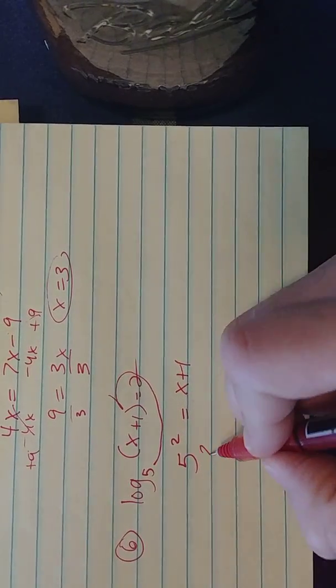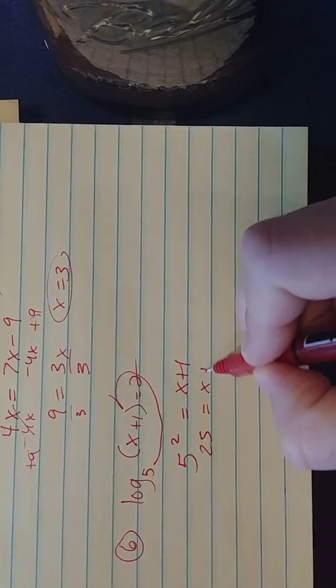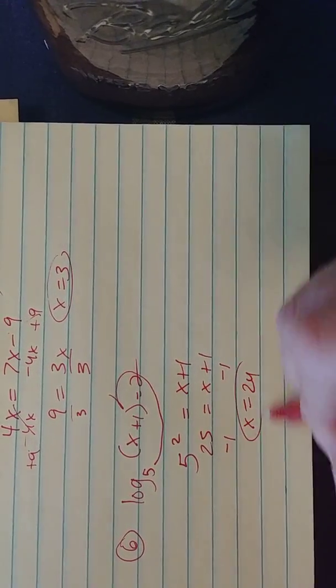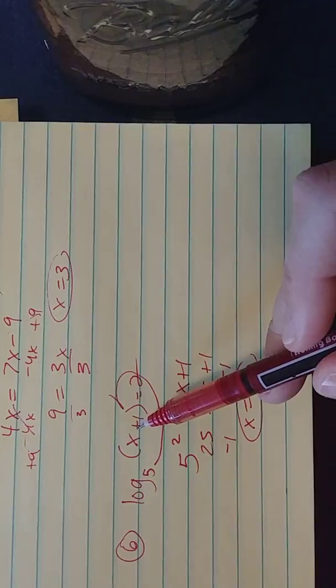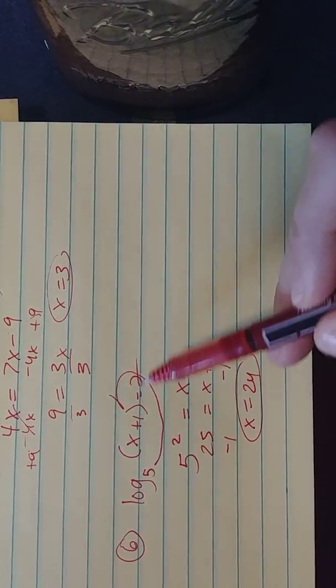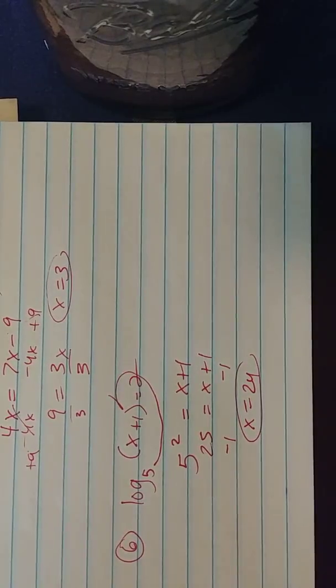And from here, it's pretty straightforward. 5 squared is 25. I subtract 1 from each side, and I get x is 24. If I plug that in, 24 plus 1 is 25. Log base 5 of 25 is 2, and 2 equals 2. So that's a really nice check.